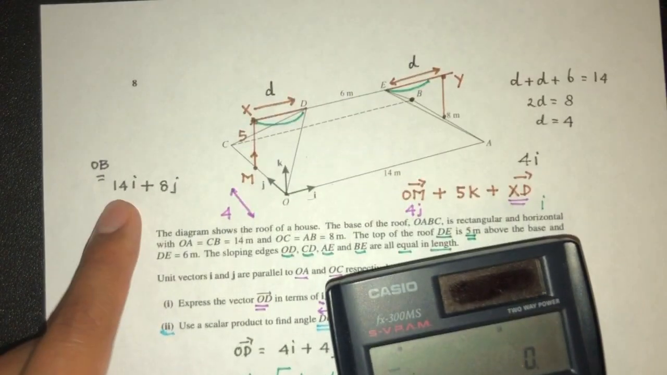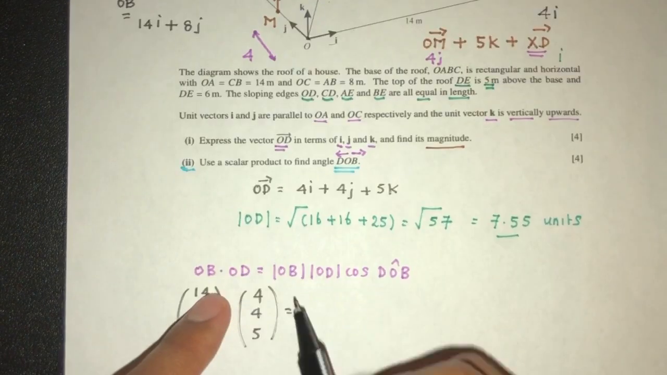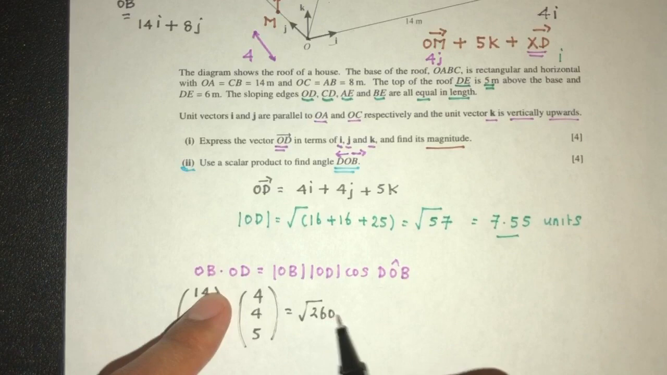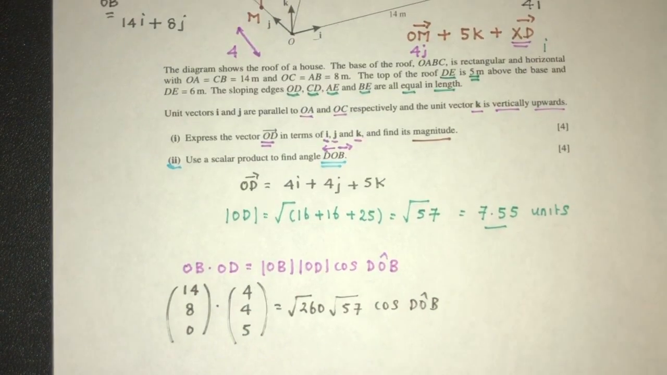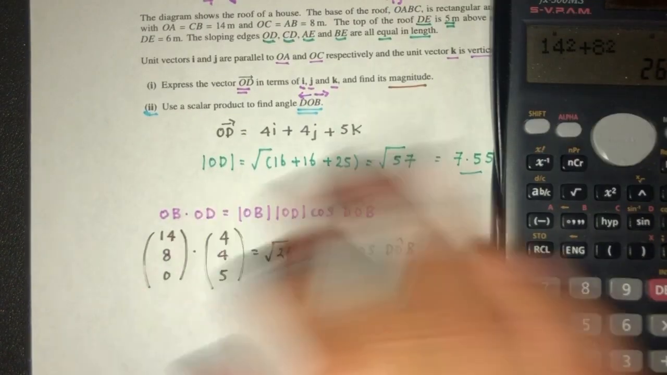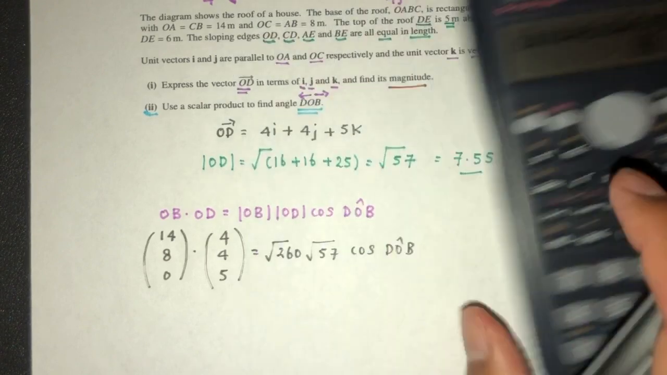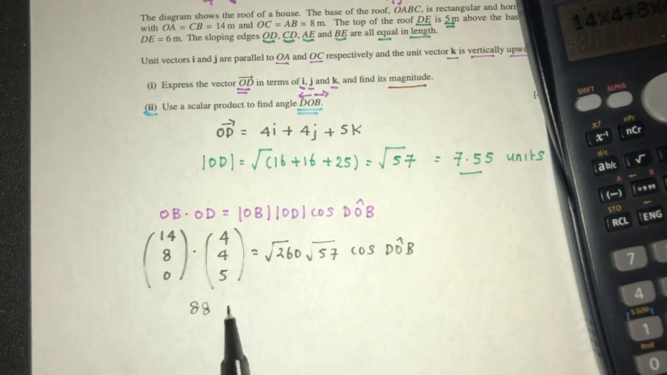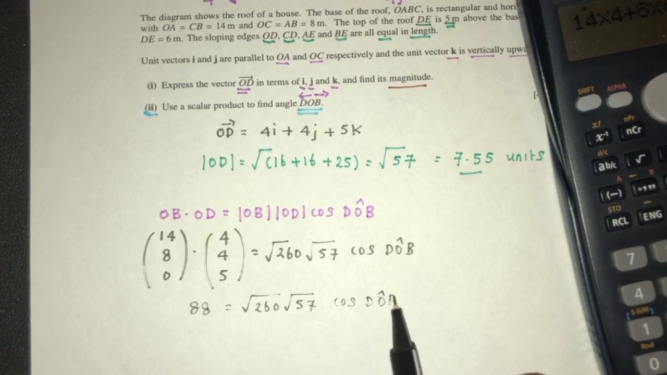That will be 14 squared plus 8 squared, that will be 260, so root of 260, times root of 57, and cos of DOB. So now we can pretty much solve this easily. This is the scalar product, so it will be 14 times 4 plus 8 times 4 plus 0 times 5. That should be 88. So 88 equals root of 260, root of 57, cos of the angle DOB.